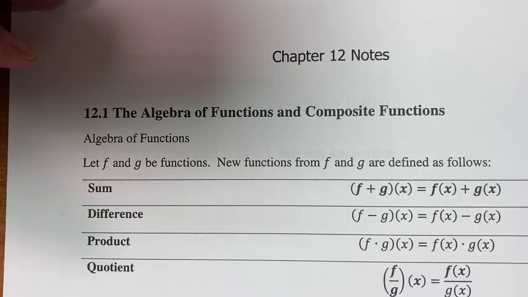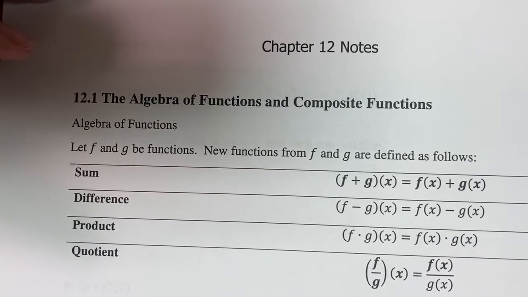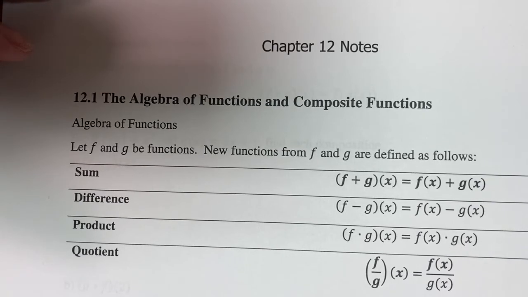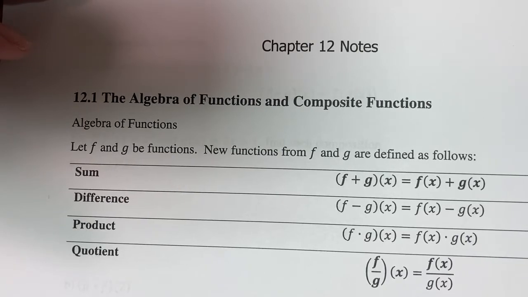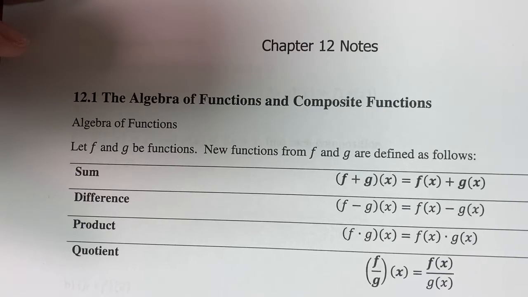All right, here we go into our last chapter of the course, chapter 12. And chapter 12 is actually maybe three different parts. The first one is just talking about the algebra of functions. How do you take functions and add them and subtract them and multiply them and divide them? The second part deals with exponentials and exponential functions. And then the third part deals with the inverses of exponentials, which are log functions or logarithmic functions.